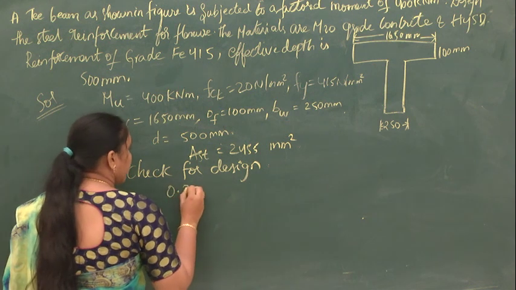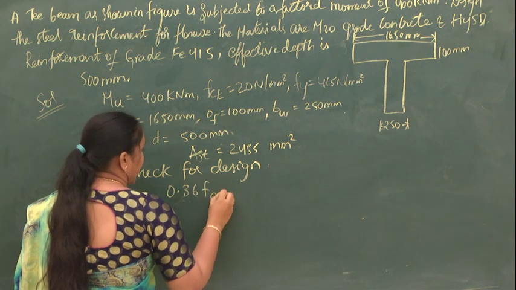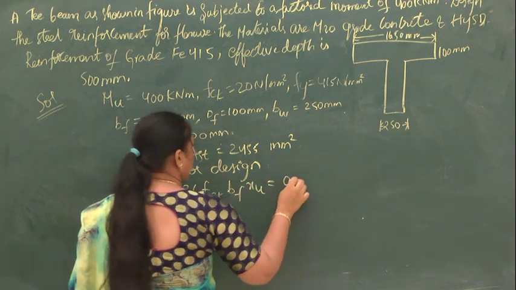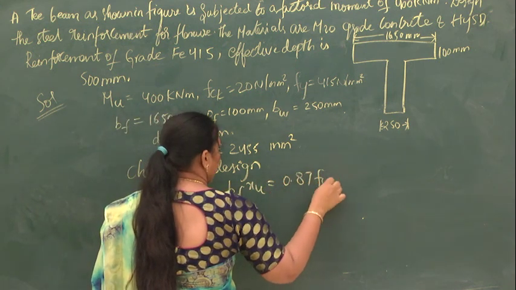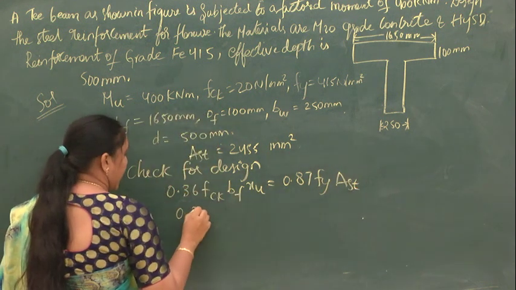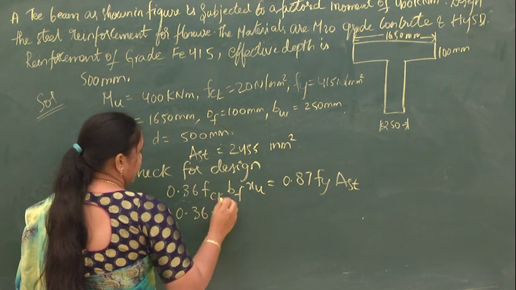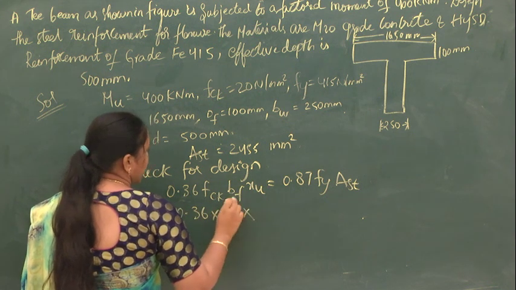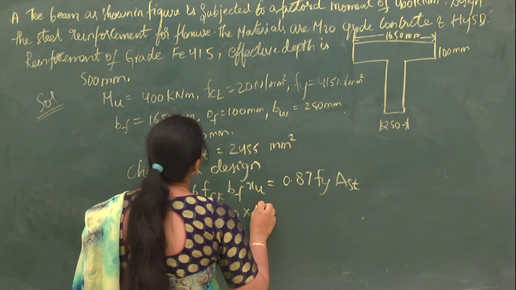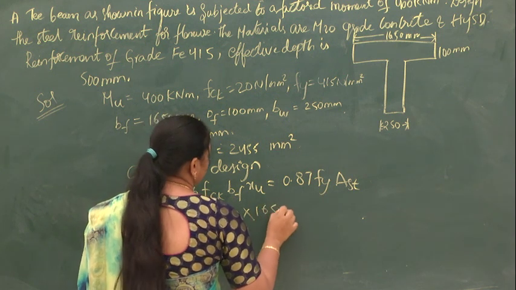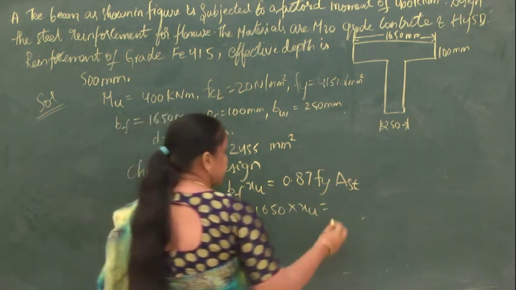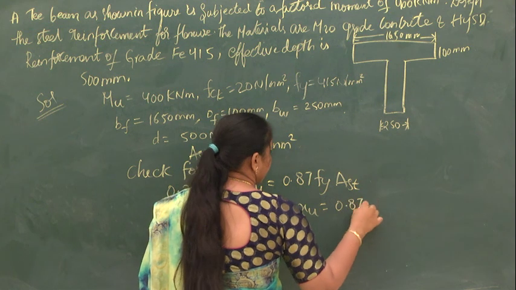So 0.36 fck bf into xu will be equal to 0.87 fy into AST. So 0.36 into fck. What is fck here? It is 20. What is the effective width of the flange? It is 1650, into xu, which we have to calculate here, is equal to 0.87 into fy.